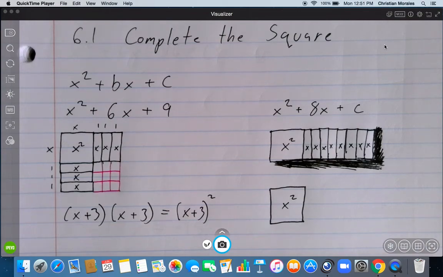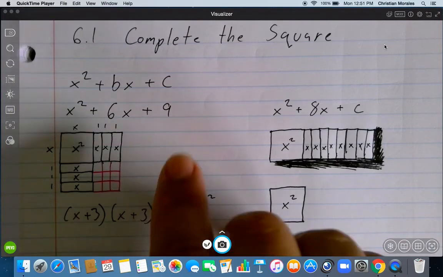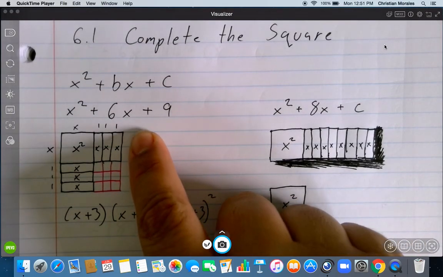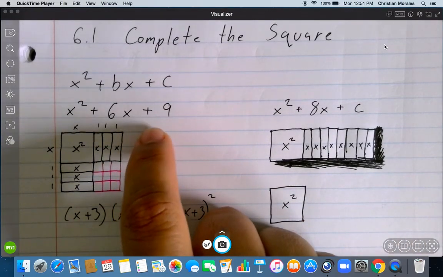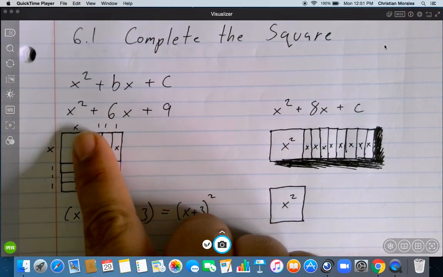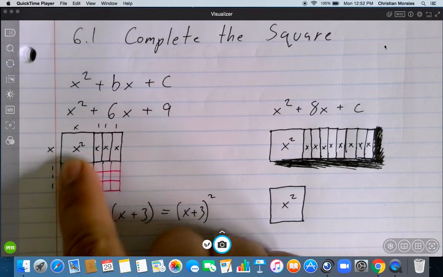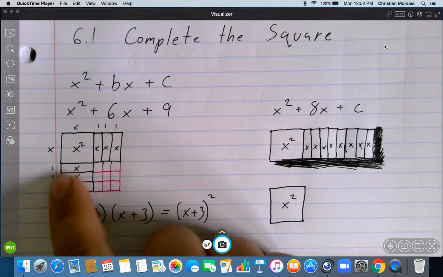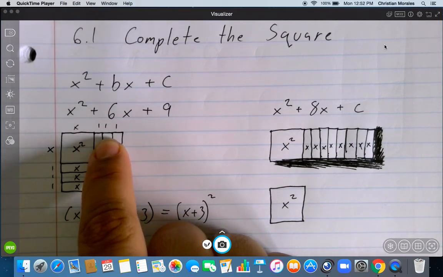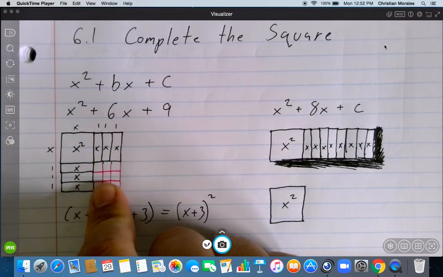6.1, completing the square. Now this is actually part one. The first two lessons, 6.1 and 6.2, are all about completing the square. This is going to be like a little intro. This is what I mean by completing a square. Basically, if you use tiles to create these polynomials all together, you can come up with a square shape where the length and the width are the same. So it's a square. It makes a perfect square.